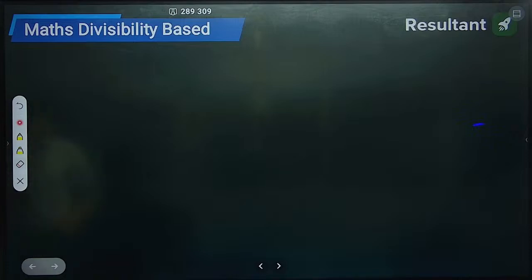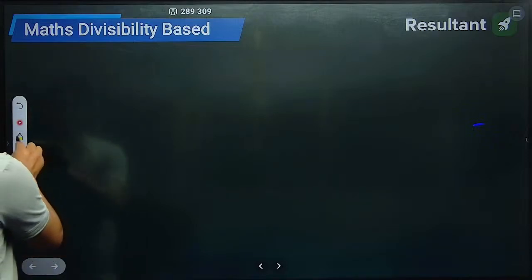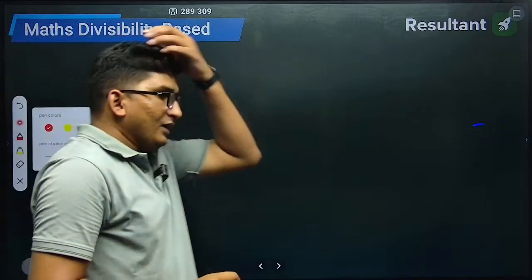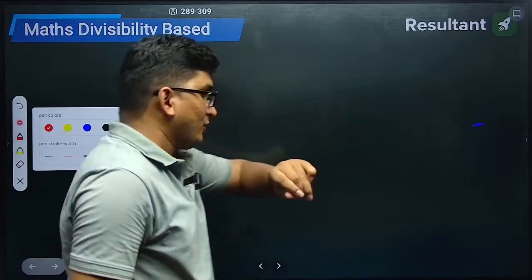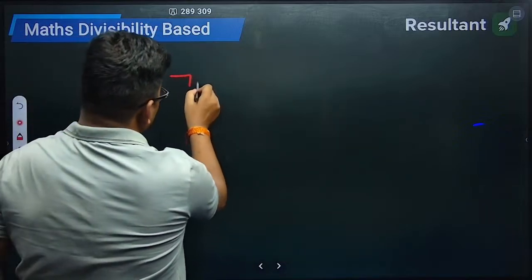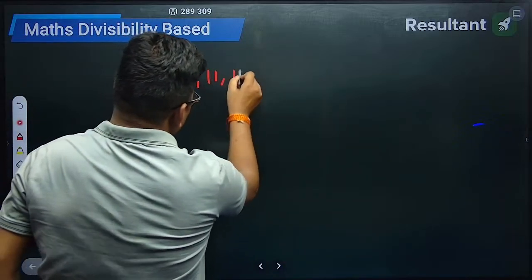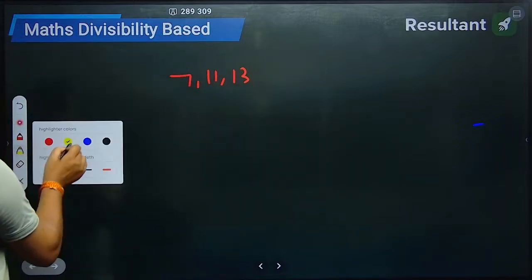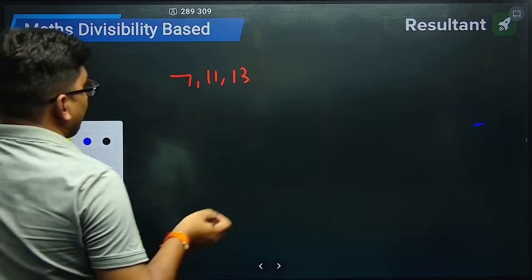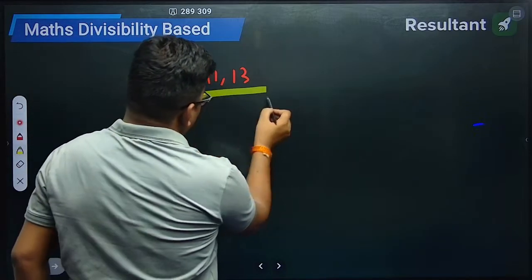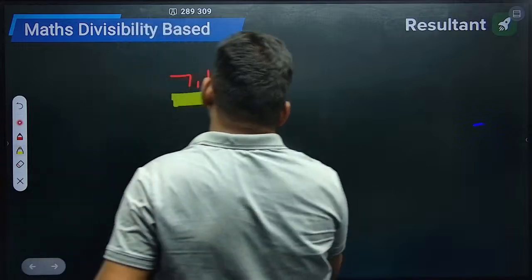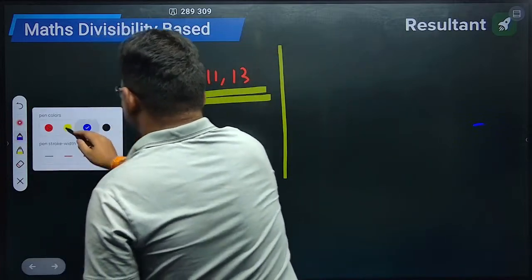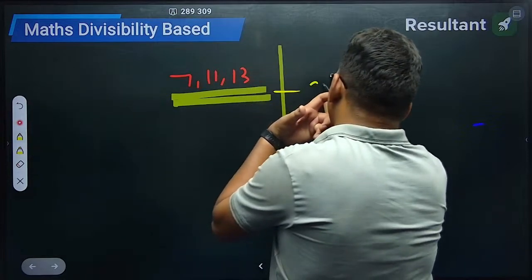Now, please come to the next. I want to tell you the combined divisibility of 7, 11 and 13. Please see one thing here: all of these are co-prime numbers. Which category are they? They are co-prime numbers.